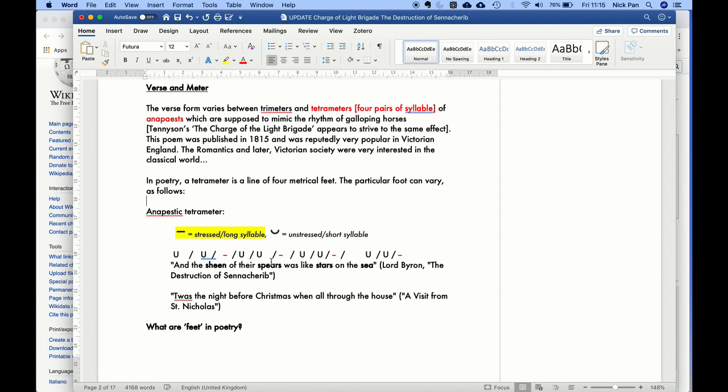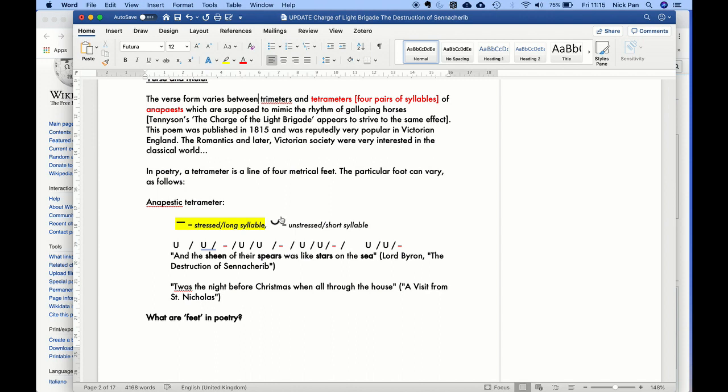And when we have three of them, we have three of them here. 1, 2, 3, or even 4. Yes, 1, 2, 3, 4. Yes, we have 4. So this is a tetrameter, sorry. So a tetra meaning 4 pairs of syllables. It does vary though, there are trimeters in this poem as well, so watch out for that. And it's supposed to mimic the rhythm of galloping horses. So Tennyson's Charge of the Light Brigade appears to strive for the same effect from its structure. It has an anapestic tetrameter as well.